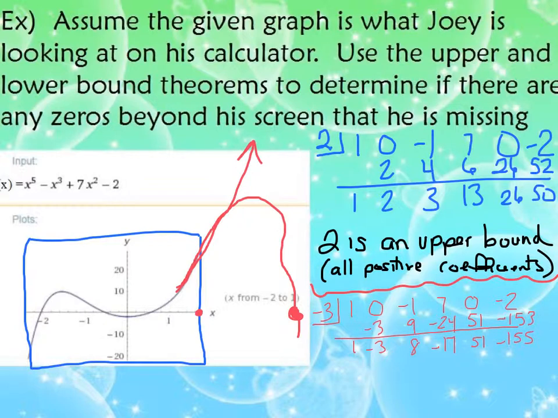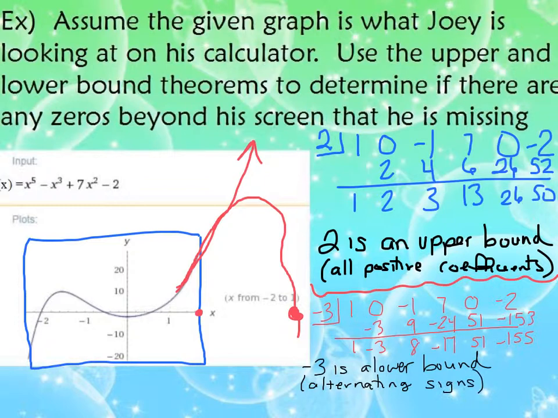Okay, so again, it didn't end up with a zero remainder, wasn't expecting it to. What I'm checking here, and remember when you look back at what your theorem says, that if this value here is negative, then you are looking for these coefficients to alternate. What do you think? Do they alternate signs? They sure do. Okay, so what that means is that -3 is a lower bound. So Joey is not missing anything from his calculator. He's got it all. And let's make a note here, alternating signs is what we're looking for.